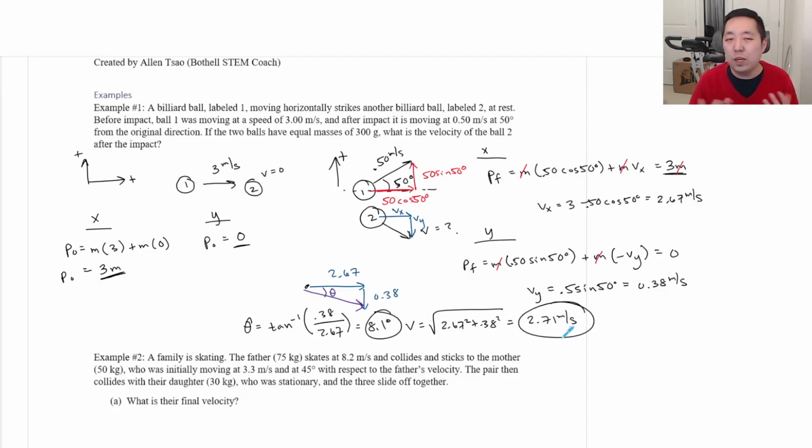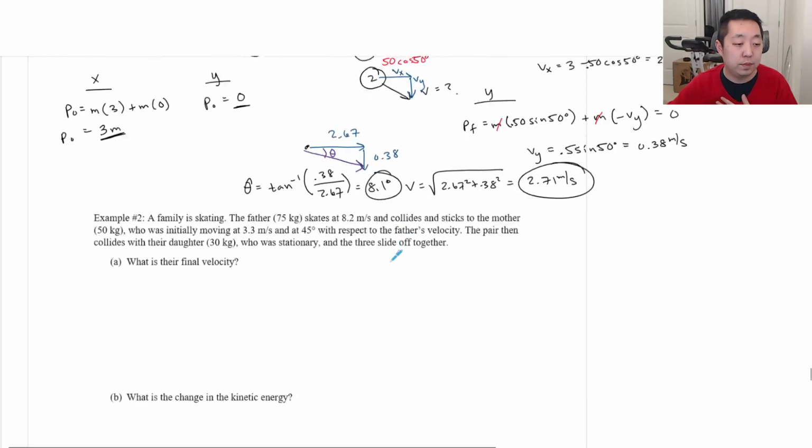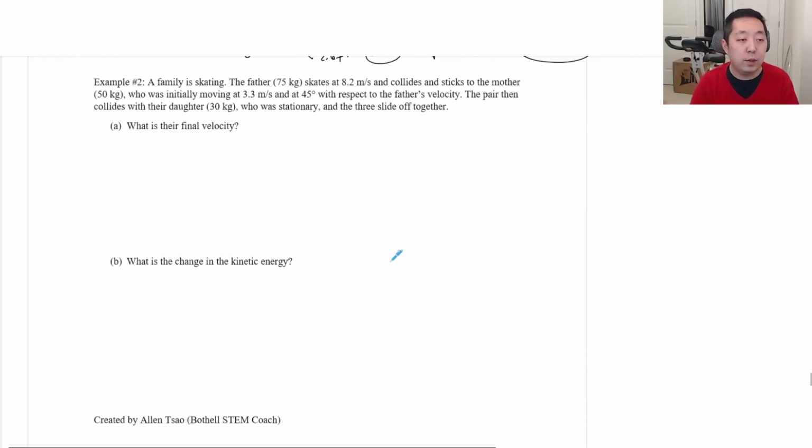Okay, so it's pretty much the same process. It's just you have to decompose into the horizontal and vertical components when we're doing this. Okay, so here we have a family skating. The father skates at 8.2 meters per second, collides and sticks to the mother, who is initially moving at 3.3 meters per second and 45 degrees with respect to the father's velocity. The pair then collide with their daughter, 30 kilograms, who is stationary, and the three slide off together.